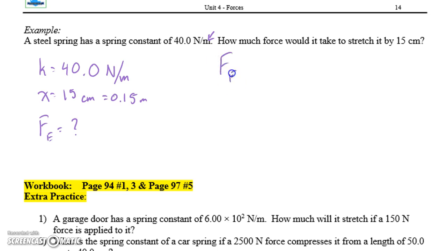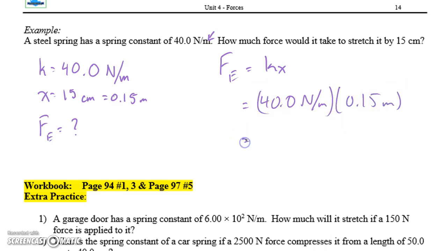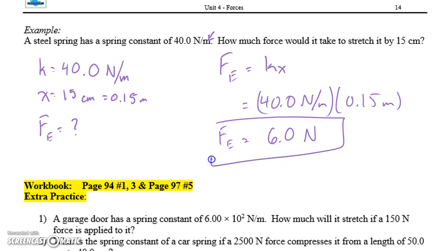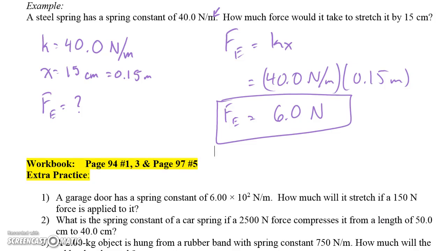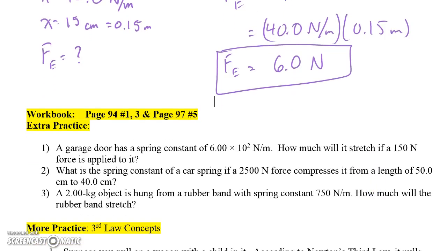Now our equation Fe equals kx, and we just get 40.0 newtons per meter times 0.15 meters, which comes out to be exactly 6, but with sig figs we have to have 2, so we get 6.0 newtons as our elastic force. And that's really all that we have to look at.